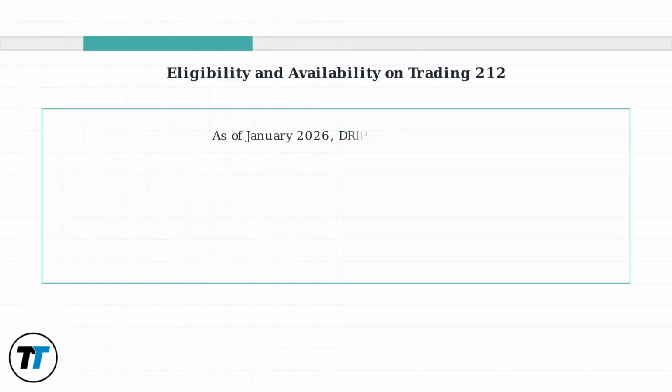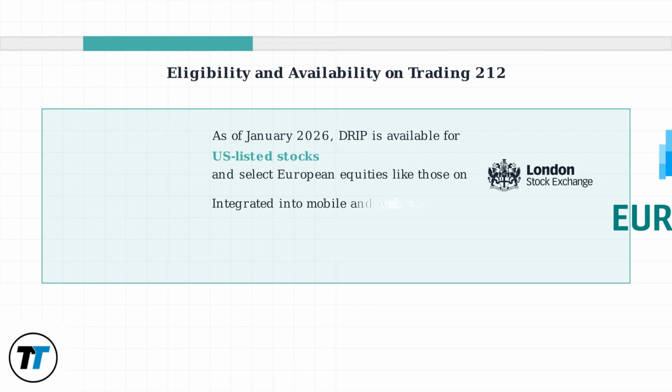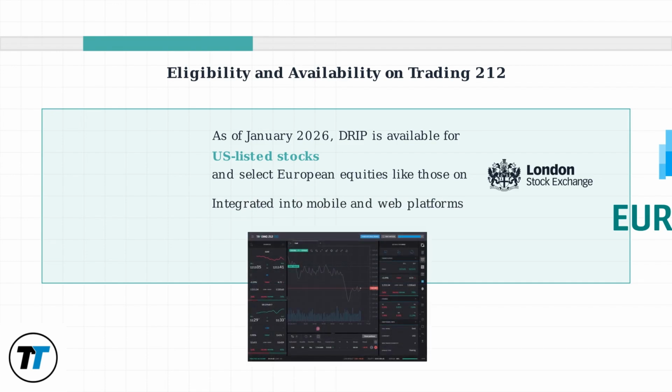As of January 2026, DRIP is available on Trading 212 for US-listed stocks and select European equities, like those on the London Stock Exchange and Euronext. It's integrated into their mobile and web platforms. DRIP is only available for direct stock holdings and not for CFDs or leveraged products. Some volatile stocks, such as penny stocks and markets like Asia Pacific, may be excluded due to regulatory issues.